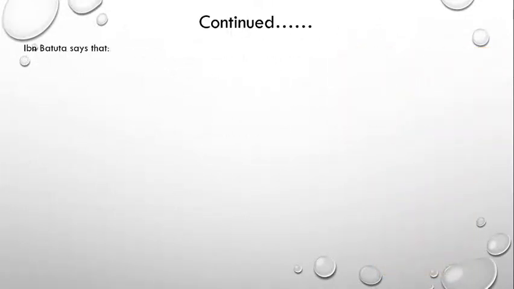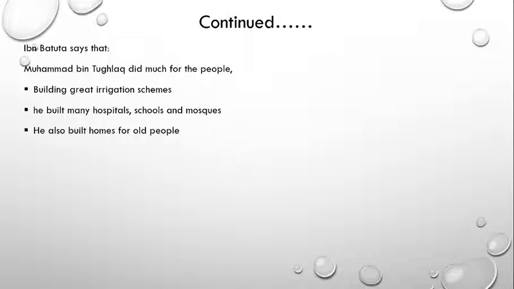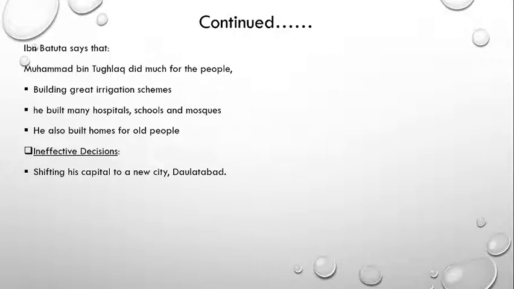Ibn Battuta says that Muhammad bin Tughlaq did much for the people. Building great irrigation schemes, he built many hospitals, schools and mosques. He also built homes for old people. But apart from these positive work done by Tughlaq, there were some decisions which proved to be very expensive mistakes, such as number 1, shifting his capital to a new city, Daulatabad.